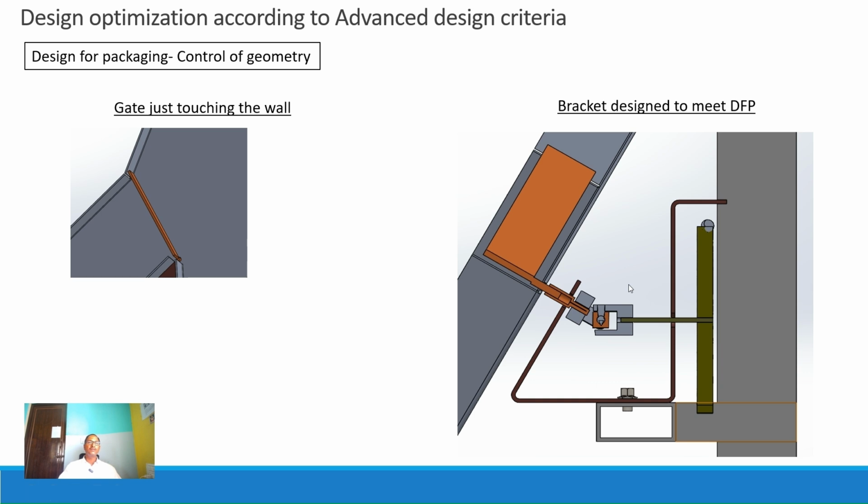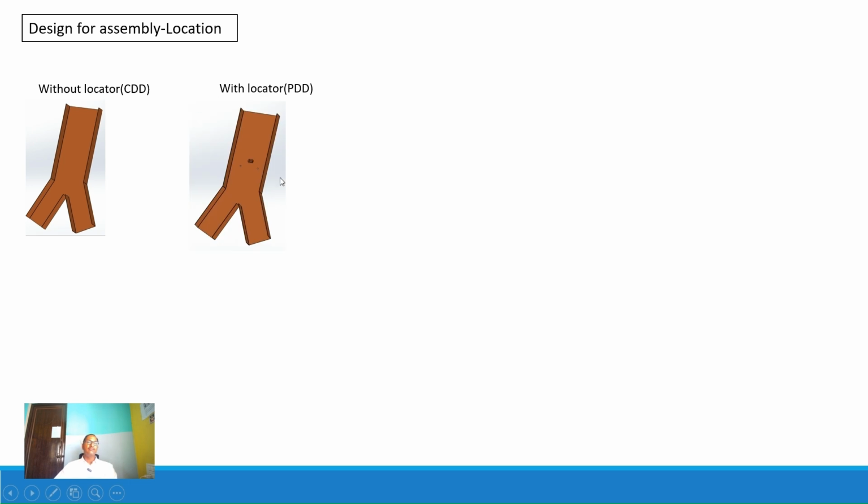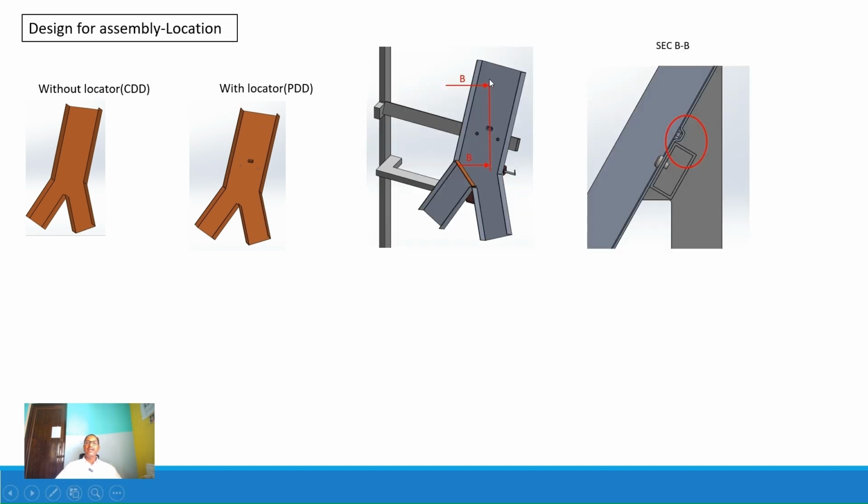Moving on, design for assembly. This is the concept design and development data without any locator. So this is the PDD data with the locator. If I take a section through the locator, you can observe here that the divider is just resting on the stand, and the locator is just touching over here.